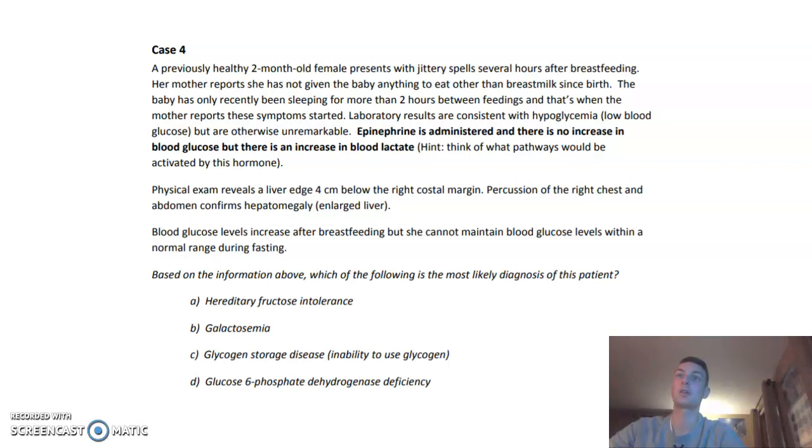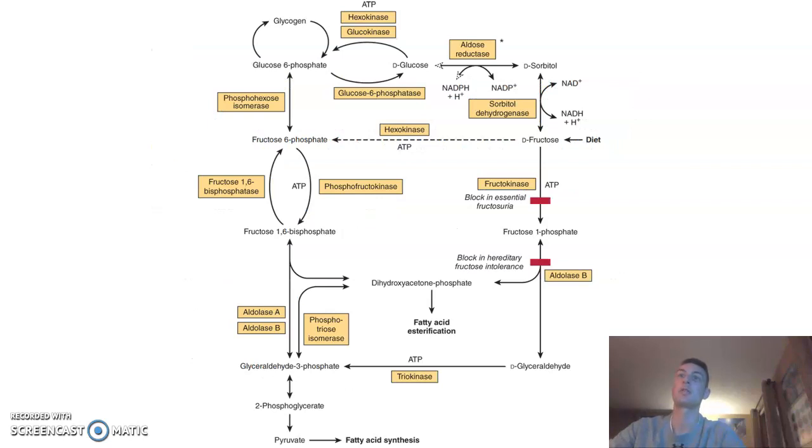Fructose is a simple sugar found in fruits, often in the form of sucrose, which is a disaccharide of fructose and glucose. In a normal person, fructose is ingested and phosphorylated by fructokinase. Fructose 1-phosphate is then converted into products that can ultimately enter the glycolytic pathway by aldolase B. Individuals with hereditary fructose intolerance lack the ability to produce and use aldolase B, which leads to an increase of fructose 1-phosphate, which will accumulate in the liver.